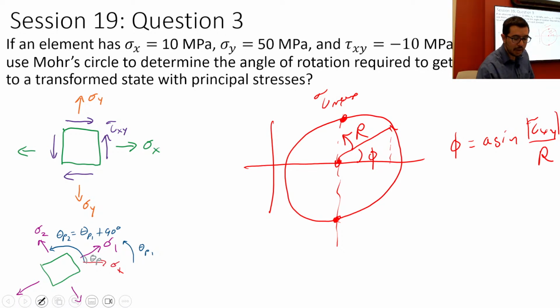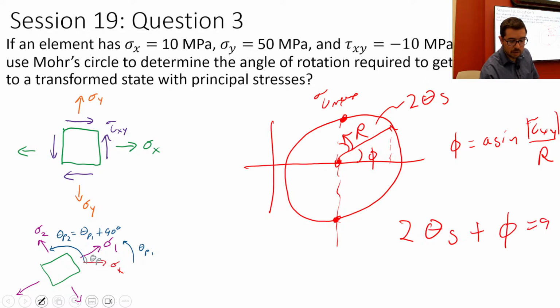And so I know what that phi is, and then I have to figure out what that angle is. That angle is going to be 2 theta s. So 2 theta s plus the phi is equal to 90 degrees, and that will allow me to figure out what theta s is. Good.